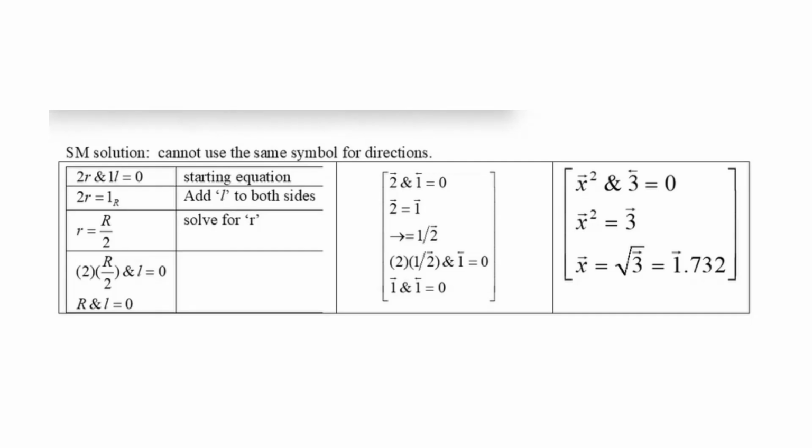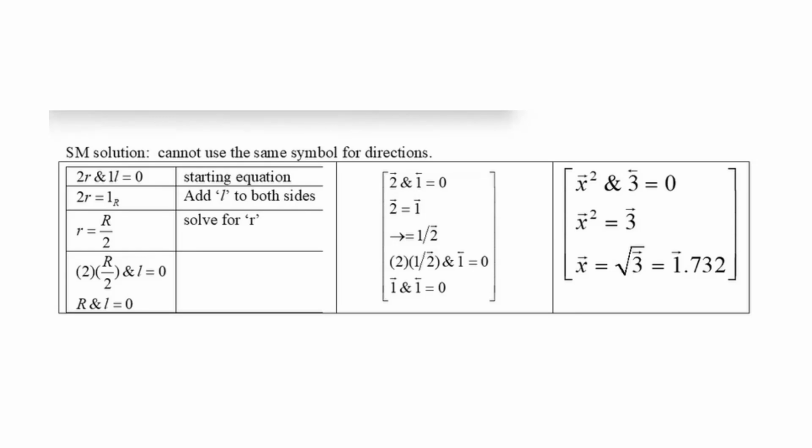So if you have a 2 in that direction and a 1 in this direction, and they need to equal 0, then you have to add that direction to both sides. So 2 is equal to 1, and so the arrow in that direction has to be 1 over 2 in this direction. So 2 times 1/2 and 1 equals 0. A 1 in that direction and 1 in this direction equals 0.